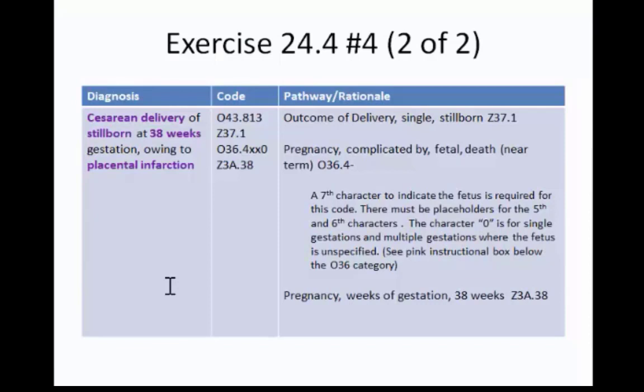Whenever there is a fetal death, you will code this pregnancy complicated by fetal death, O36.4. And you see here where we've had to use the 5th and 6th character placeholders in order to assign the 7th character for the fetus. So there you go. And here's the weeks of gestation.